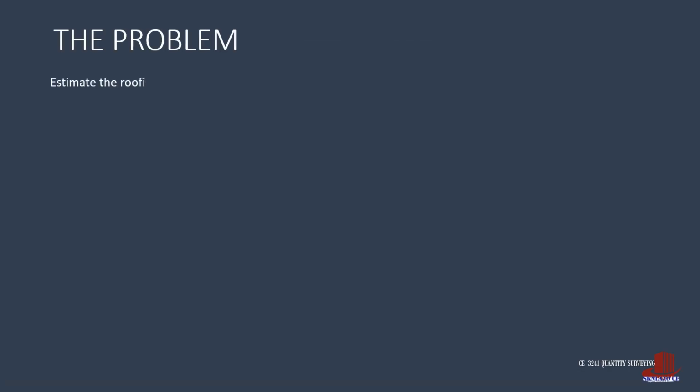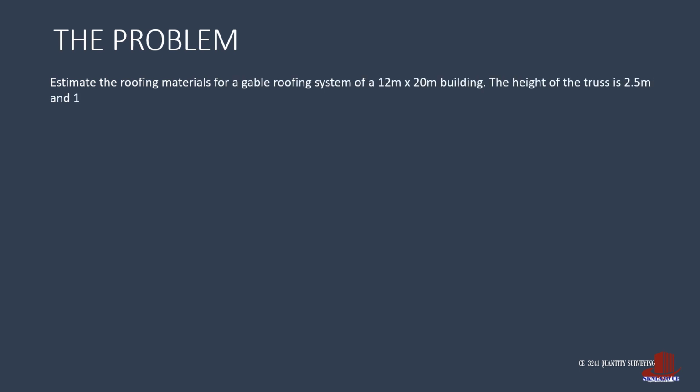The project to be estimated is a 12 by 20 meters building with a gable roofing system. The truss is 2.5 meters high and there are 1 meter overhangs on the ends and sides. It is also an instruction to use gauge 22 corrugated GI roofing with 2.5 side laps. Estimation will be easier after visualizing the roofing system.